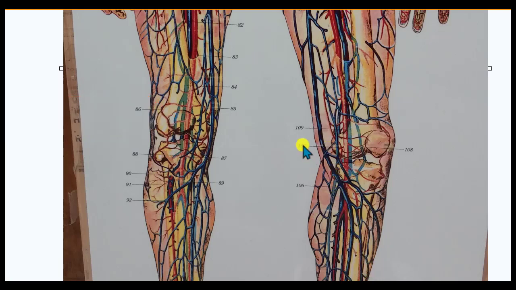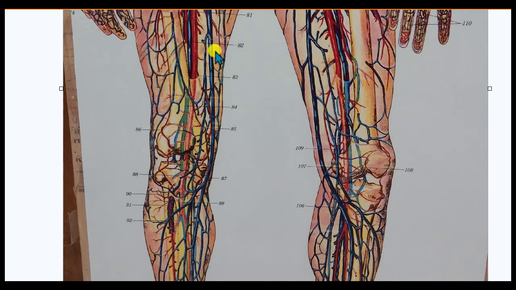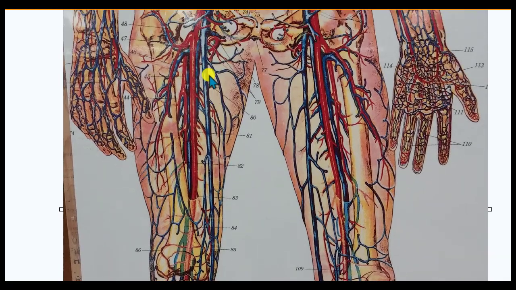The other extra vein in the leg is the great saphenous vein, and the great saphenous vein runs up the medial, more superficial surface of the entire leg and thigh, and it merges in with the femoral vein quite high in the thigh. So this large vein here on either side is the great saphenous vein. And again, here is the femoral vein.